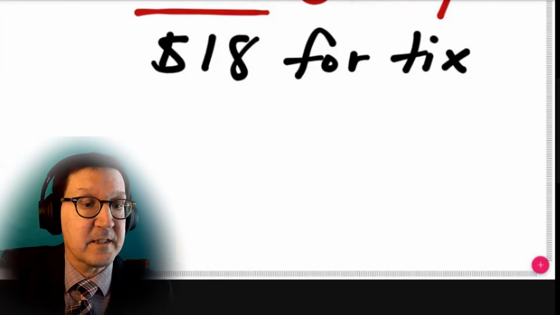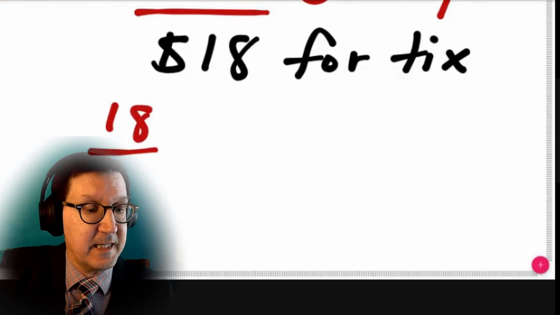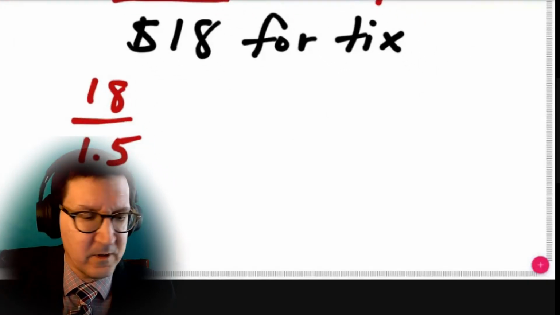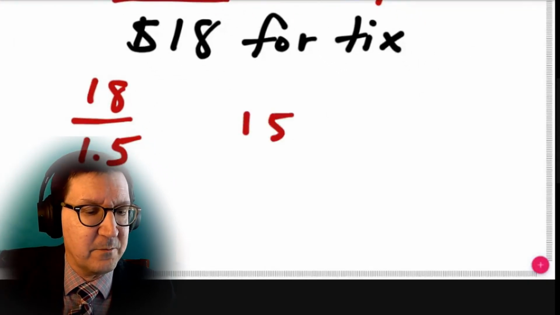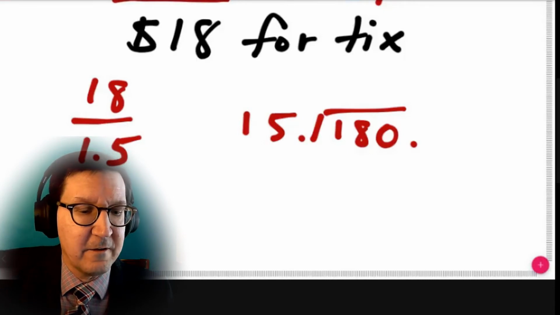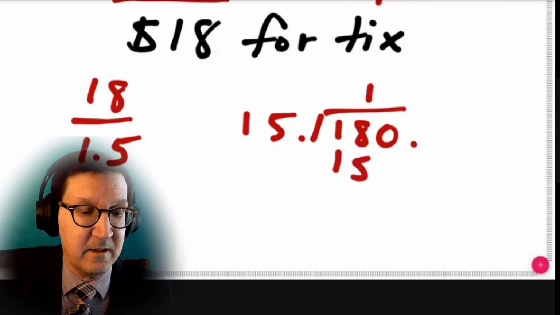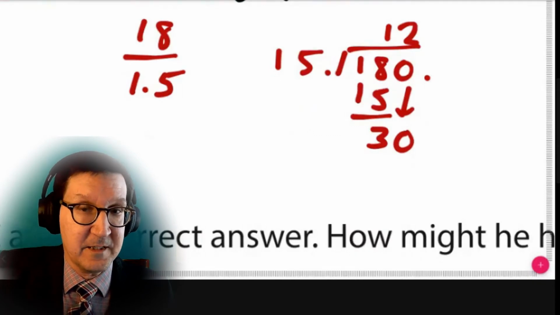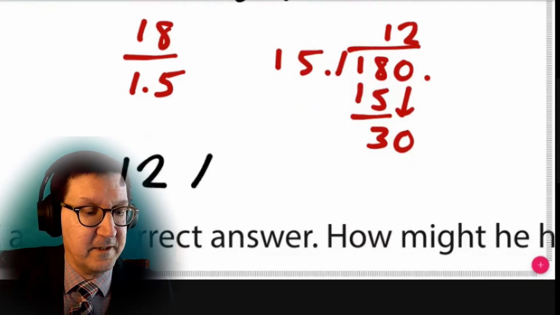So how many tickets can we buy with $18 if they are $1.50 each? Well, that's just 18 divided by 1.5, right? So what is 18 divided by 1.5? Well, let's figure that out. If we have 1.5 and 18, we move our decimal over one place. That gives us 15 into 180. 15 times 1 is 15. That's 3 left over. Bring down your 0. 15 times 2 is 30. So the answer is 12. So how many tickets can you buy? You can buy 12 tickets.